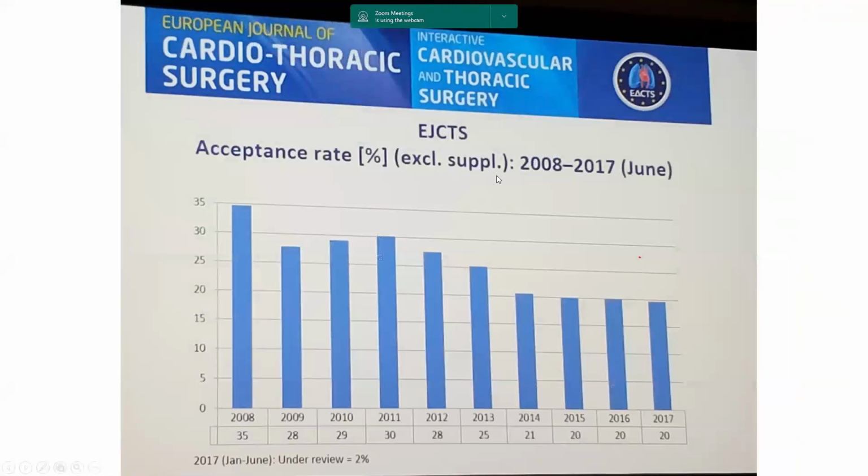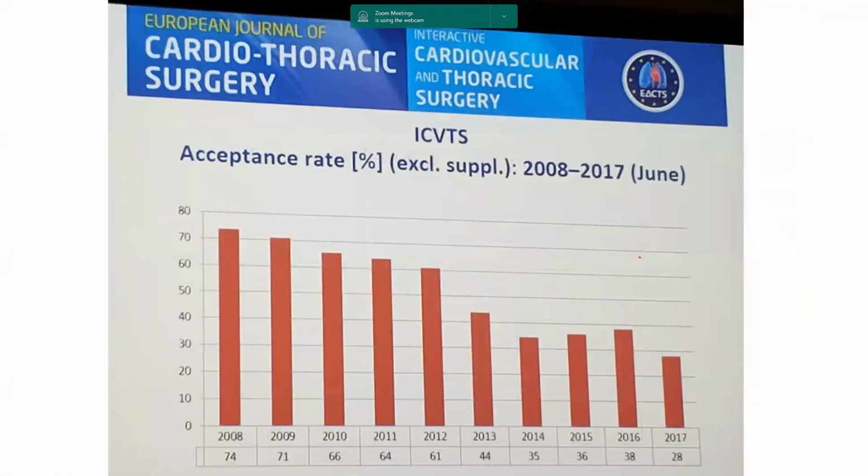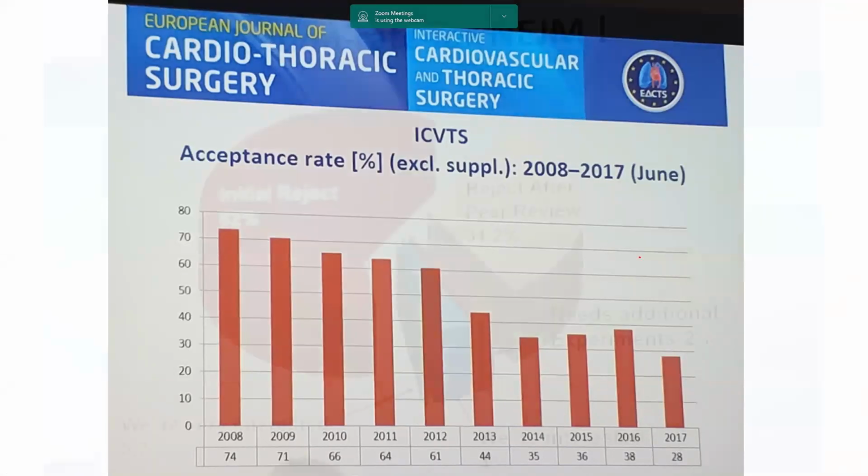So this is what happened. The acceptance rate for the EJCTS goes down every year. Right now, the EJCTS is accepting fewer than 1 in 5 submissions. The ICVTS is similar. Look at this massive drop over the years. And again, we're now accepting fewer than 1 in 3 papers. In fact, this year, I think we're getting close to just 1 in 5 papers, even in the ICVTS. So that helps the impact factor go up.